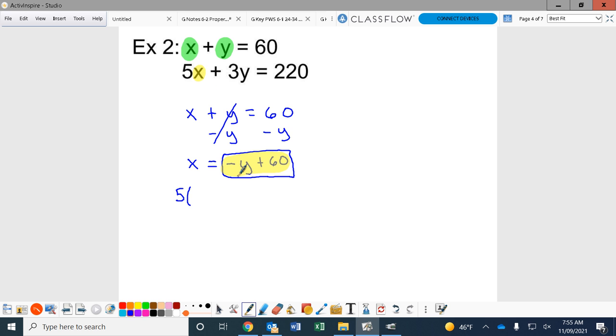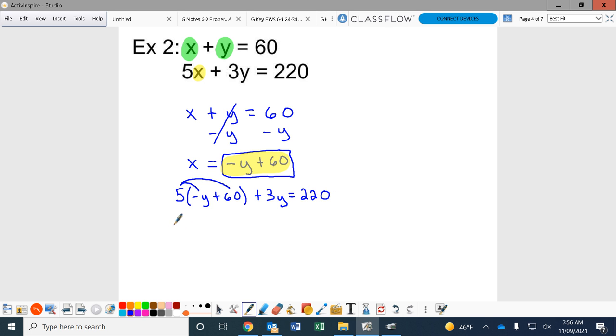So here we go. This is going to plug in for the x, so it's going to be the opposite of y plus 60 going in here, and then we have to write the rest of this equation, so it's going to be plus 3y equals 220. We're going to solve this equation. Guys, the solving part we've spent months working on, so this should be something you should be able to do, but if you still have questions, you need to ask me.